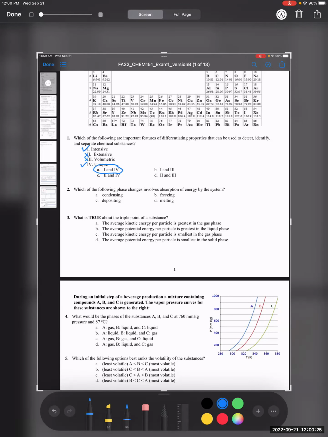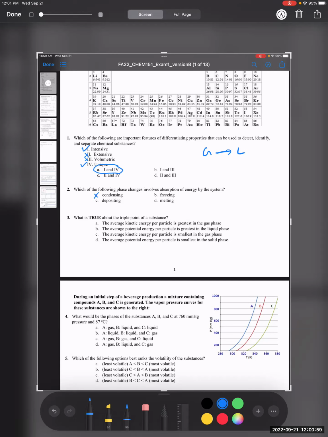Question 2. Which of the following phase changes involves absorption of energy by the system? Okay, so energy absorption occurs when we usually heat. Okay, so heating. And then if you think about these processes, condensing means going from gas to liquid. When this happens, potential energy decreases. Therefore, the system has to release energy. Therefore, option A is out.